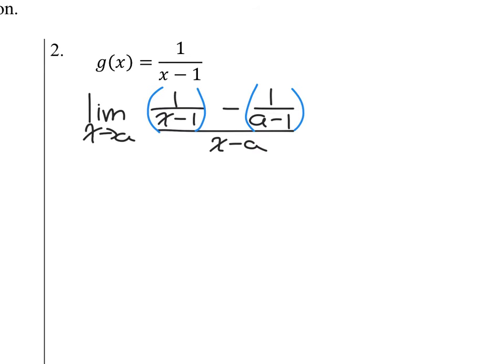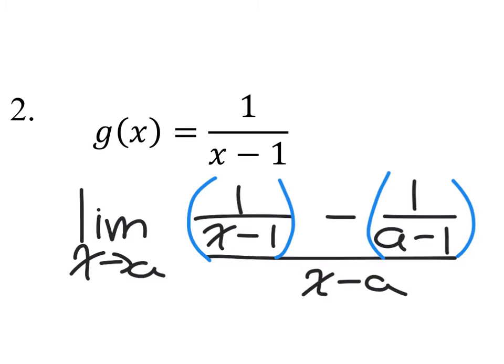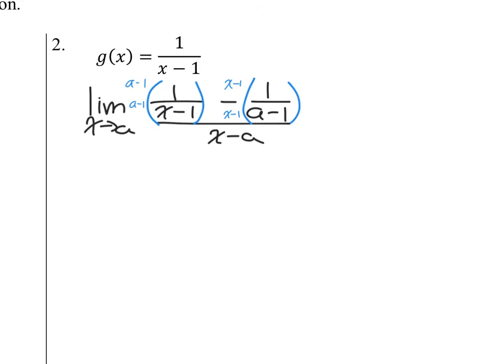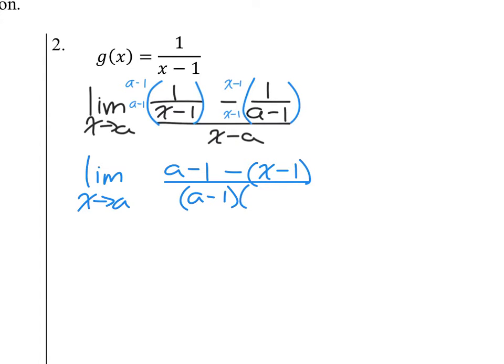All right, so common denominator. Multiply top and bottom by a minus 1. Multiply top and bottom by x minus 1. I think I like this one over here. So limit as x approaches a of a minus 1 minus parentheses x minus 1. That was a common error that was happening a couple days ago. Maybe not so much anymore, but you never know. Something to keep your eyes open for. a minus 1, x minus 1, all over x minus a.